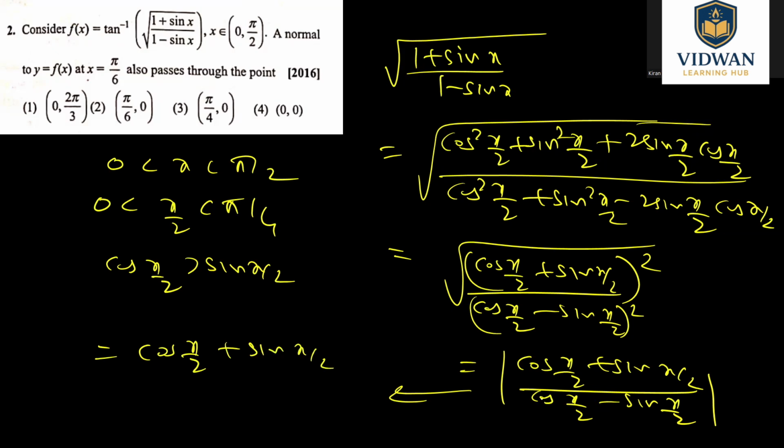In the denominator, when you open the mod, if cos is bigger, you will write cos minus sin. If sin is bigger, you will write sin minus cos. So that is important. That's why they gave the interval. Based on this interval, you got x by 2. Between 0 to 45, cos is greater. Between 45 to 90, sin is greater. So cos is greater.